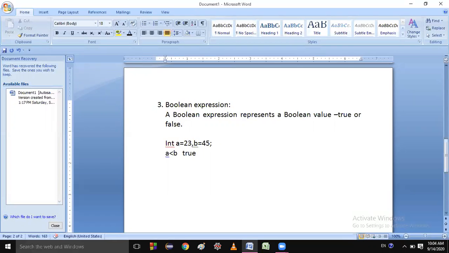Next I explained the Boolean expression, which has two values, true or false. If you write an expression like this, it will result in a Boolean value. This completes the Boolean expression. In the next video I will explain type conversion.